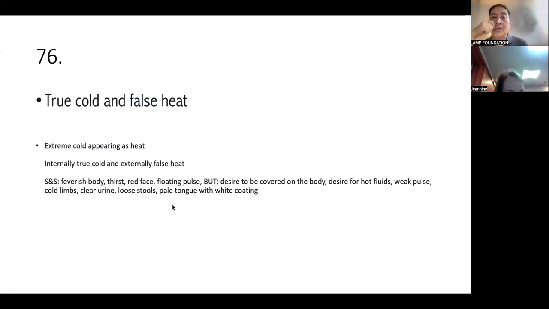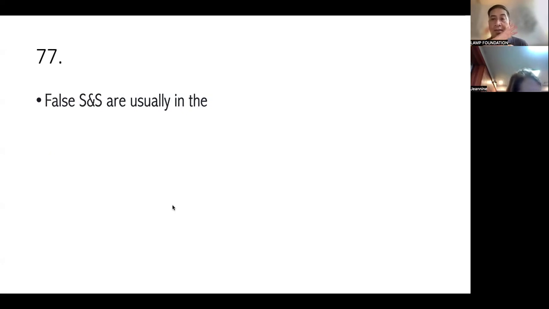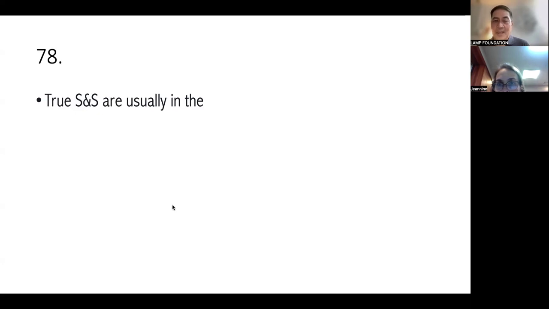False signs and symptoms are usually in the, okay. So where do the false signs and symptoms usually manifest? The limbs and the skin. Yes, very good. Or the face. Okay, yung true signs and symptoms, saan nakikita? Sa deeper layer po. Yung lakas ng pulso niya. And then? Sa appearance niya, sa temperature of the chest and abdomen, and sa urine.